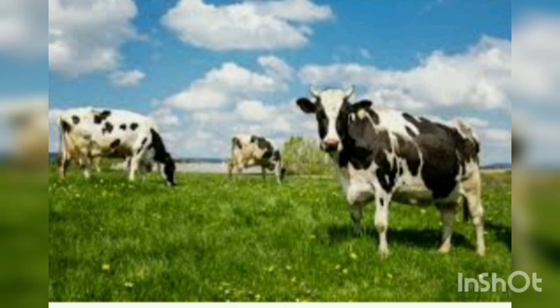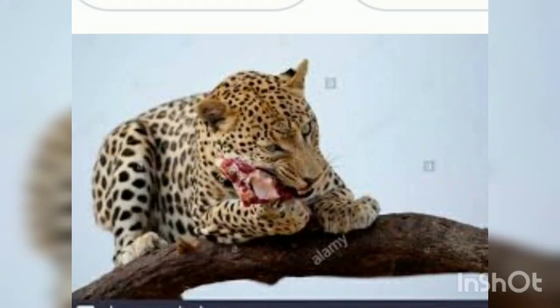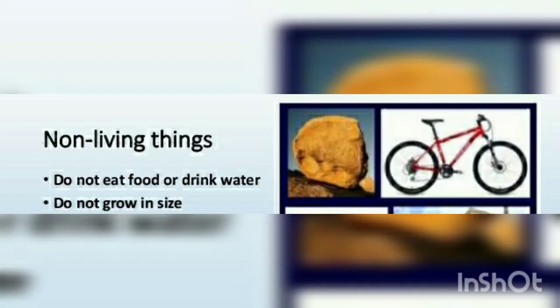Animals cannot make their own food. They eat plants or other animals for food. Non-green plants like mushrooms do not have chlorophyll in them. They mostly grow on dead and decaying matter and get their nutrients from them. Non-living things do not need food.